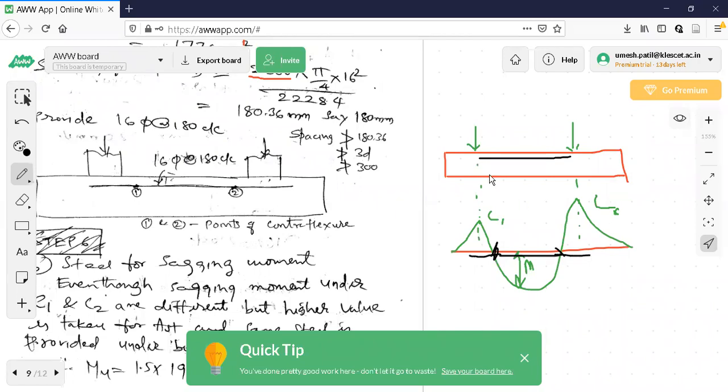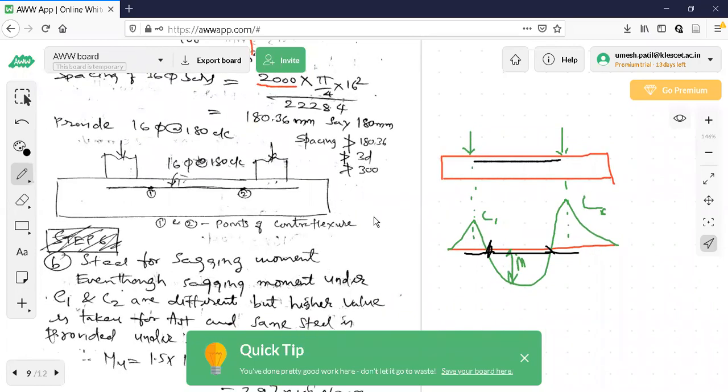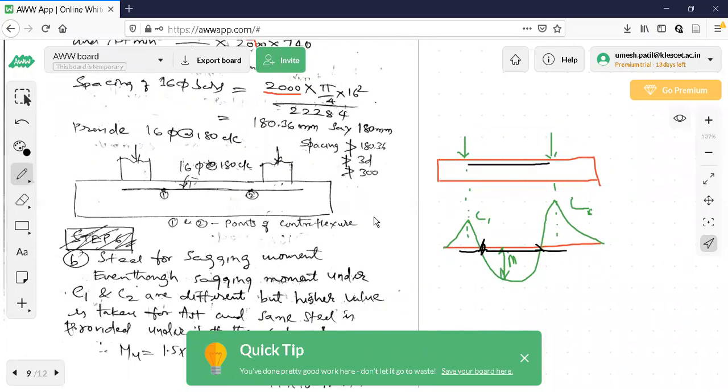Final diagram also I will show. Finally, when we draw this entire structural detailing, there you will come to know. So this is what we call AST1. Is it clear, what I have done? Any questions here? We can see 1 and 2 are points of contraflexure.